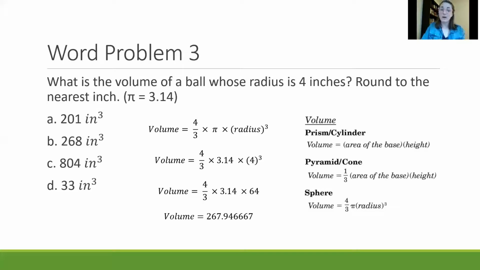267.946667. Well, that's not my final answer because I need to round to the nearest inch. So because it has a 9 after the decimal point, I'm going to round up to 268. And the way I write this is in inches cubed. So you'll see inches to the third, and our final answer is B.